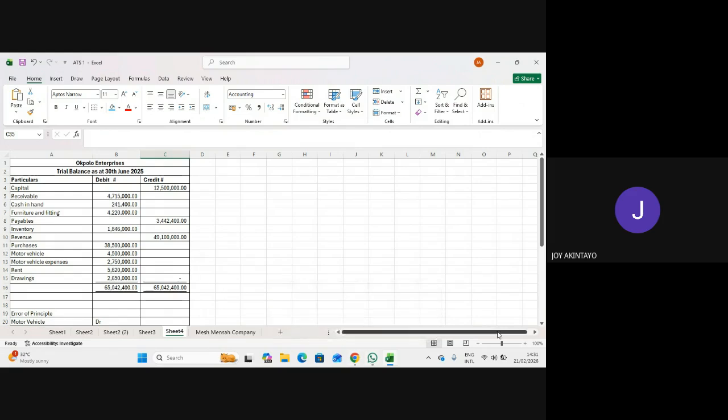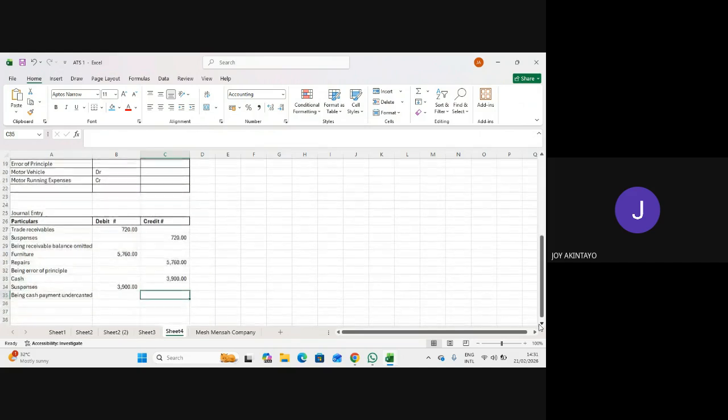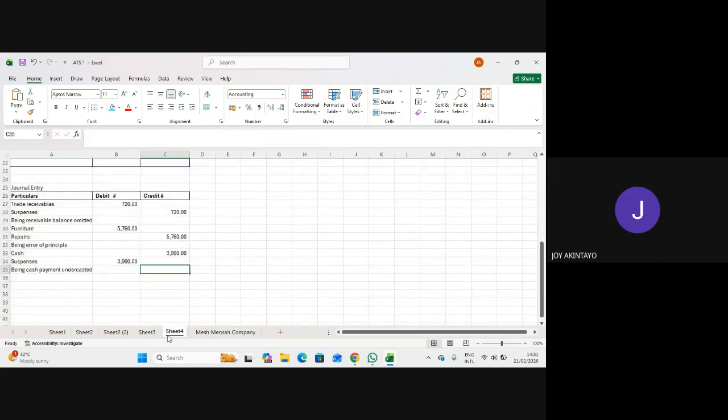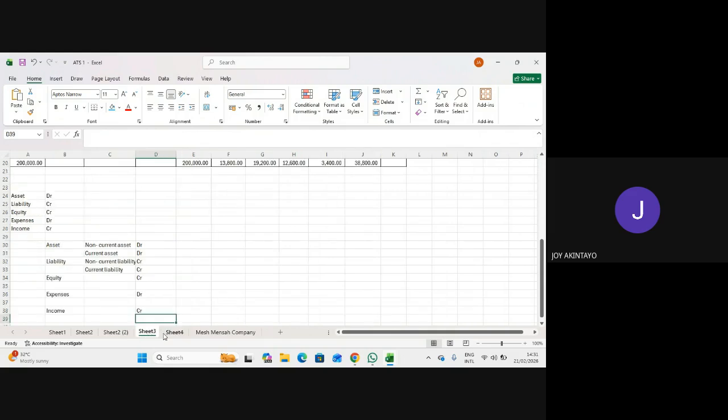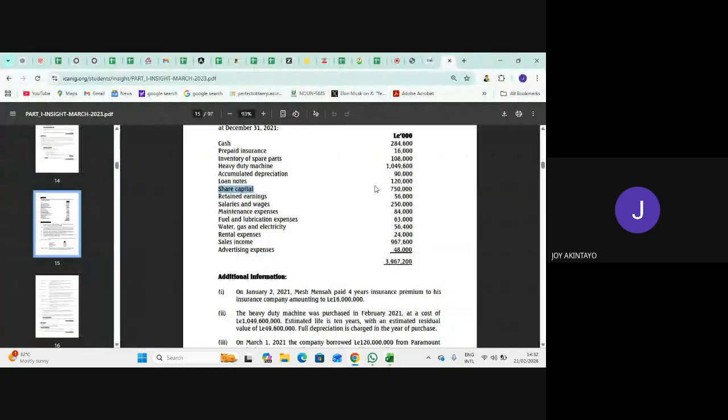We are not even done with it. We have a question, and we are yet to finish. So as you can see on the credit side, you must note all these things very well. It is very, very important. It will be on the credit side. I hope you are getting it.